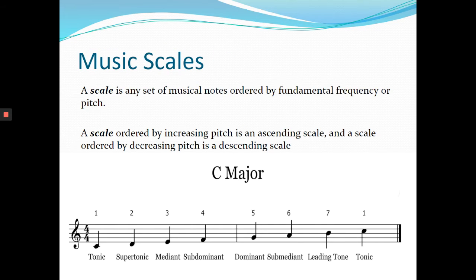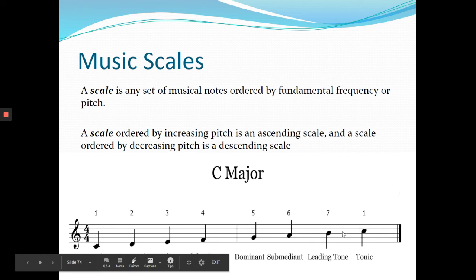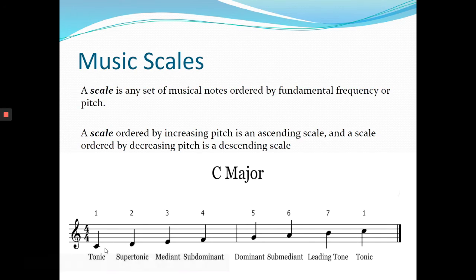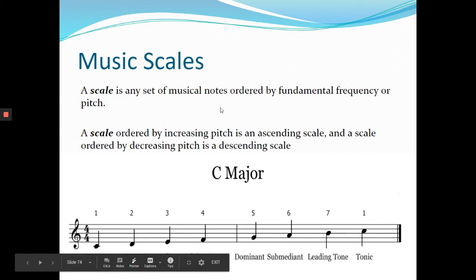Now, going on to this idea of scales, okay? A scale is any set of musical notes ordered by fundamental frequency or pitch. A scale ordered by increasing pitch is an ascending scale. A scale ordered by decreasing pitch is a descending scale. Basically, what they're saying is if you're going up, it's an ascending scale. If you're going down, it's a descending scale. That's what they're saying.